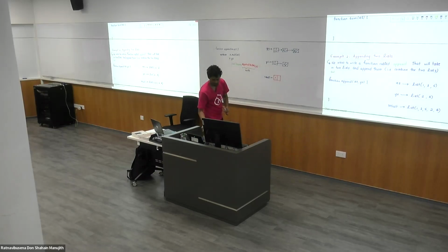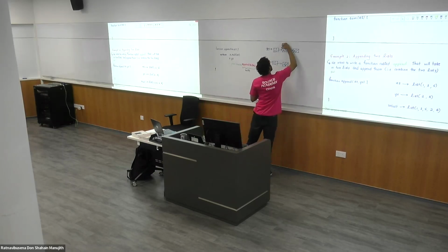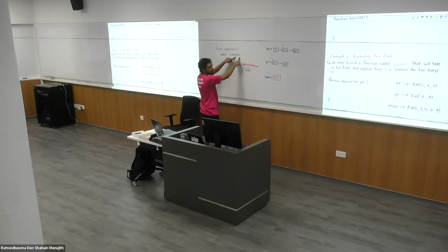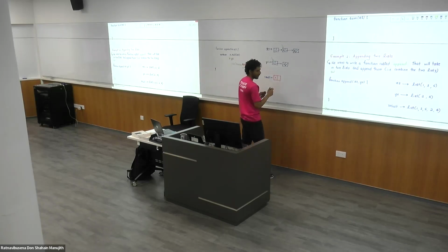That means I need to move the pointer. Initially we were here, but now we go here. So we append the tail of xs to ys, and then we come back here. I am asking again, is xs null? No, it's not null. So I come to the alternate case. Then I need to create another pair, a pair of head xs and the append of the tail of xs to ys.